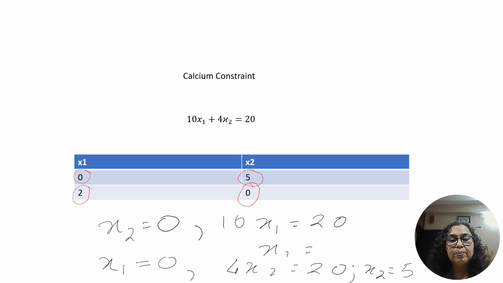So let's now plot these 2 points and get the straight line. Because this is linear programming, all the constraints are linear. Of course, the objective function is also linear. That's why this is linear programming. If it hadn't been linear, it would have been non-linear. But for now, we are discussing linear programming.